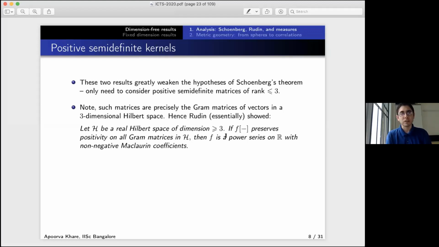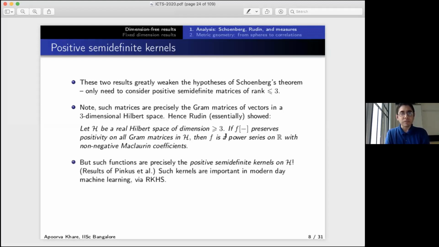Now, why am I telling you this result? Because there's a name for such functions in modern day mathematics, in applied maths and related areas. These are called the positive semi-definite kernels on the Hilbert space, and they are important, it seems. I'm not an expert in machine learning via these reproducing kernel Hilbert spaces. Alan Pinkus, among others, has worked on these things. Plenty of other people now. This is a very fashionable topic.